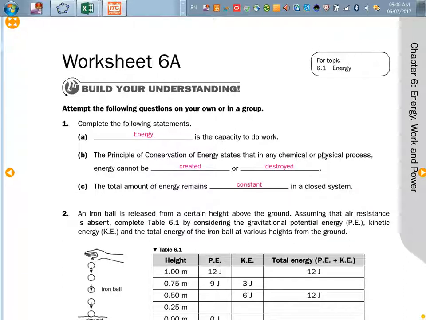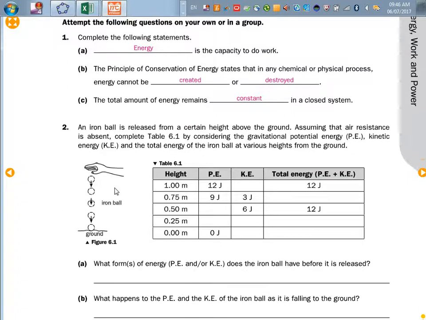It can only be converted from one form to the other. Okay? Now, we have an iron ball released from a height above the ground, assuming air resistance is absent. So no losses. Let's consider the GPE and the KE and the total energy. Now, before we start on this table, what can you tell me about the total energy in the system?